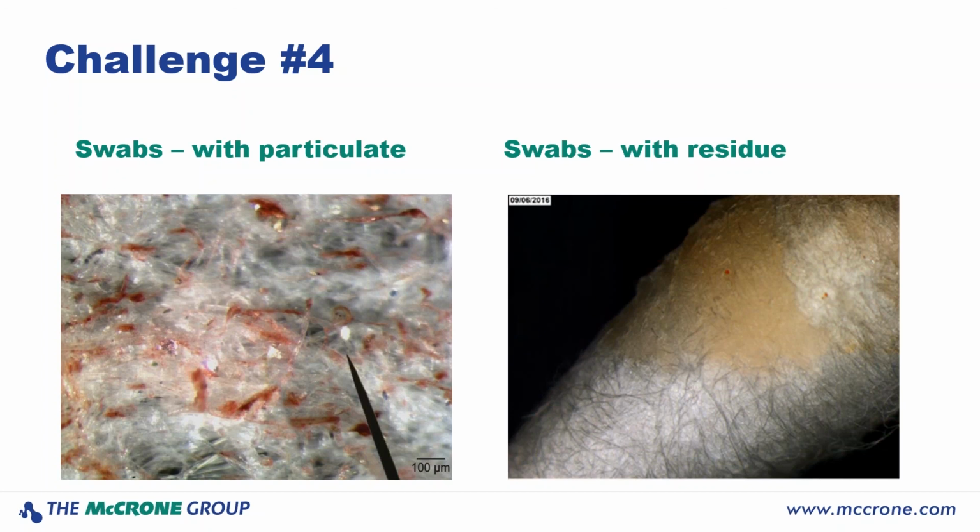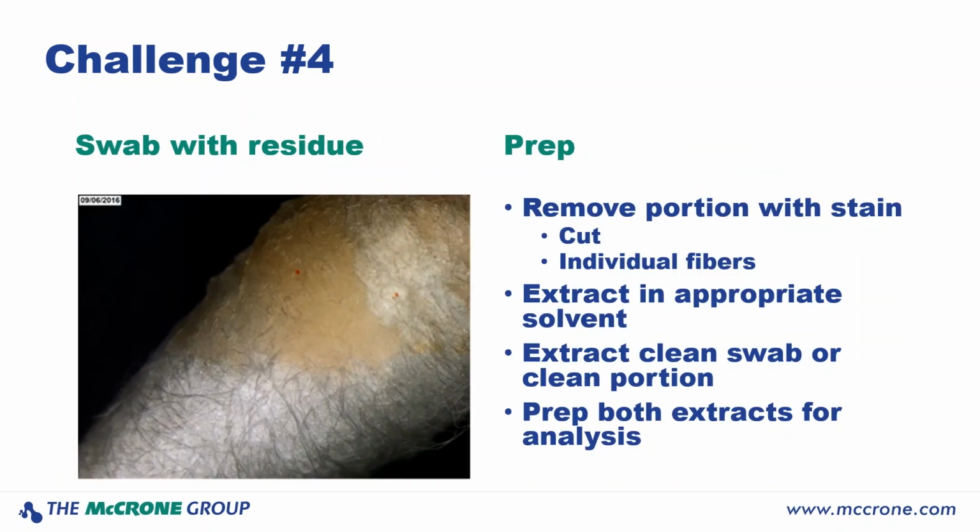If instead of picking up discrete particles, you're getting more like a stain or a residue, something that's soaking into the fabric of that swab, you're going to have to approach that a little differently. In the case of a stained swab, what we're going to need to do is remove portions of the swab that are stained. And if it's a fabric swab, maybe a nylon, we can cut out little discrete portions. For cotton swabs like a Q-tip, we'll tease out individual fibers. And then we'll extract those stained areas in an appropriate solvent.